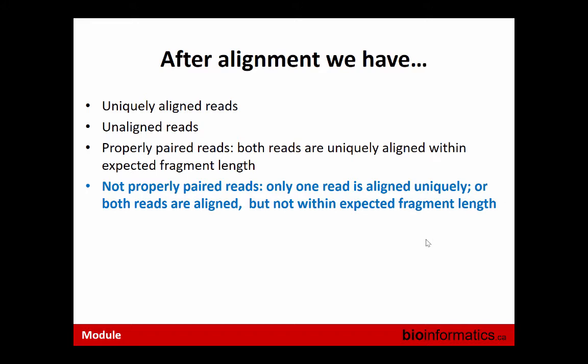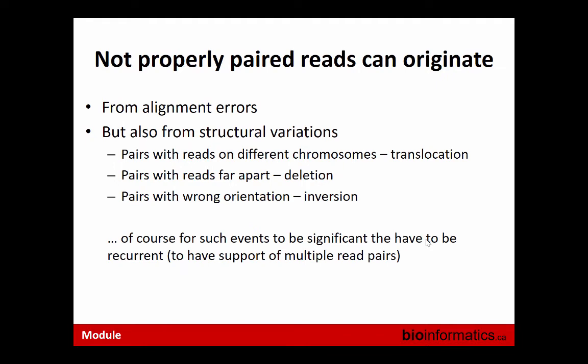Or if two reads are having proper orientation. So typically if it's pair end, they should face each other, right? We sequence one from 5 prime to 3 prime and another one on opposite strand from 5 prime to 3 prime. But if they have opposite orientation, it can be sign of inversion. So just to mention this.